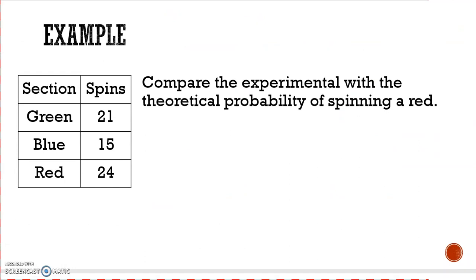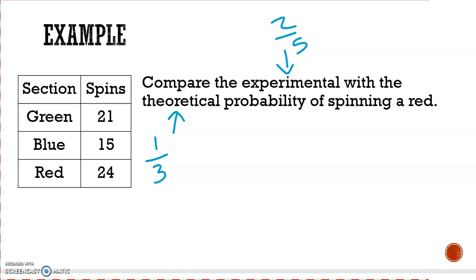Okay, so same chart, same information, but now we are comparing the theoretical and experimental probability. We just figured out experimental probability was 2/5. Theoretical, so in a perfect world, if there are 3 sections that are all the same size, we should land on each section 1 out of 3 times.